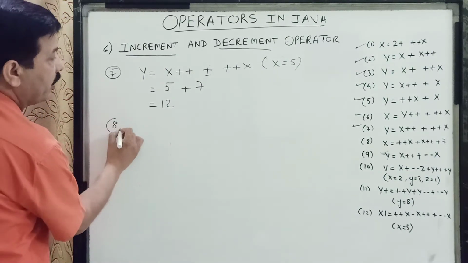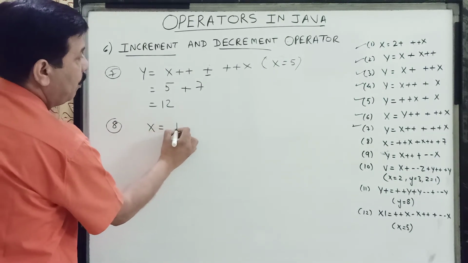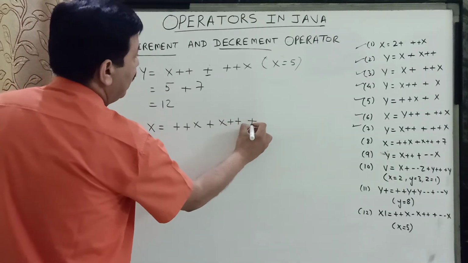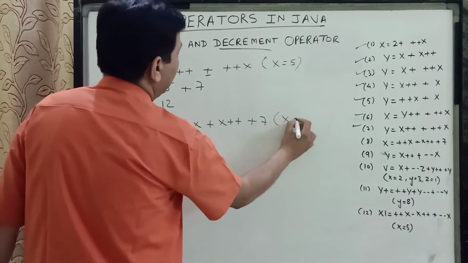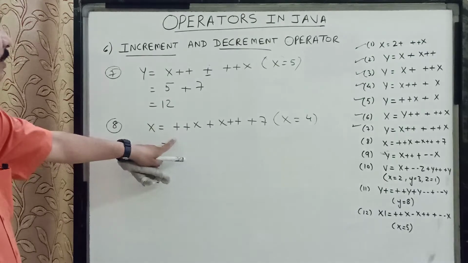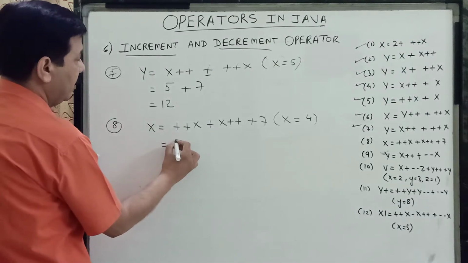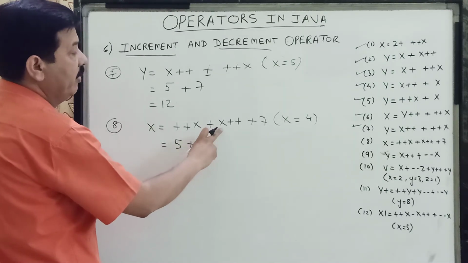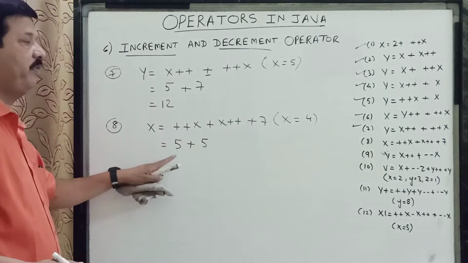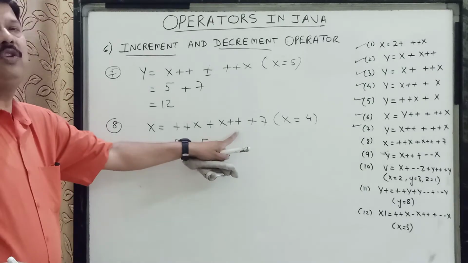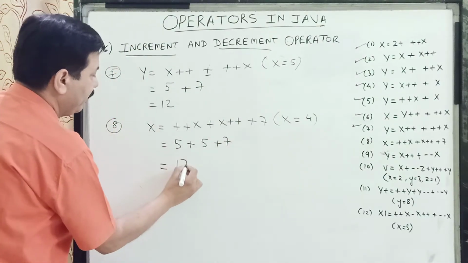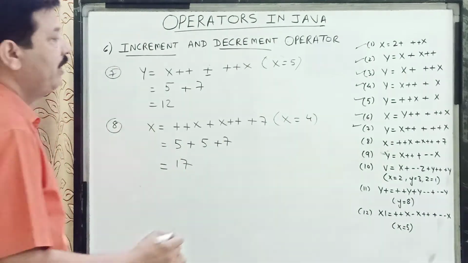Now the 8th one, children: x is equal to plus x and plus 7. So again I am taking x as 4. Since it is a pre-increment, its value will become 5. Now it is a post increment, so its value will be used as the previous value, which is 5. Then after that its value will become 6. And plus 7, so the value becomes 17. So children, these are the questions.